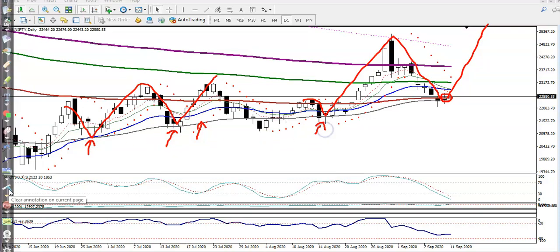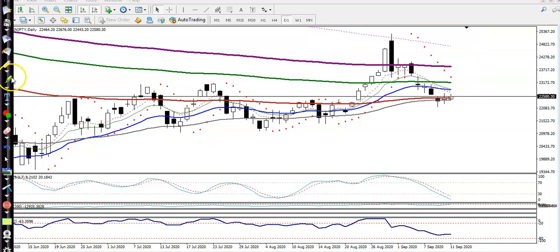like here. If price break this lower point somewhere here, this lower point, so we'll go for short below this level. So let's see in a small time frame like H4.